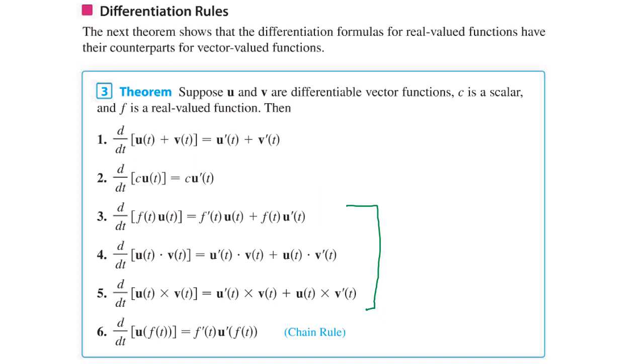And then number 6, for some reason, is the only one that the book decided to label. It is the chain rule. And so they will work very much like they would have worked if we were doing functions back in Cal 1.